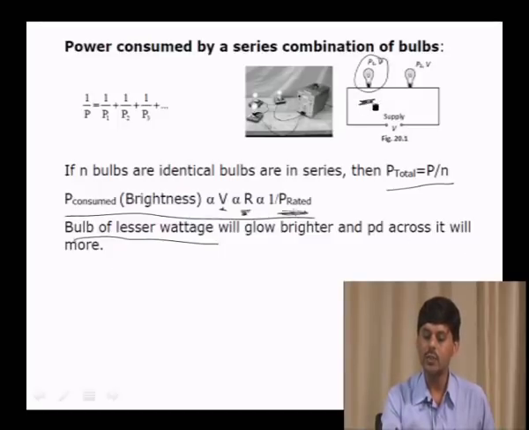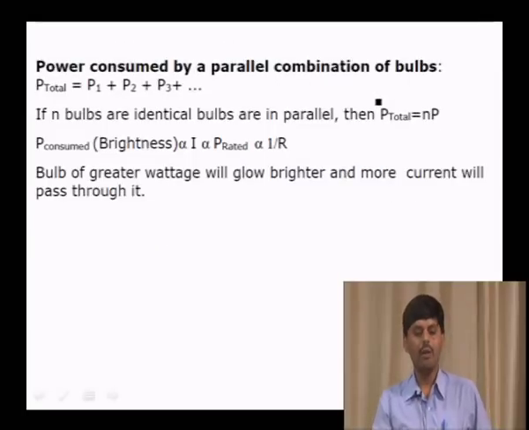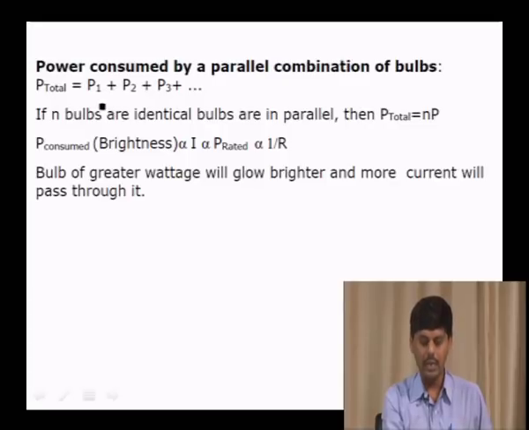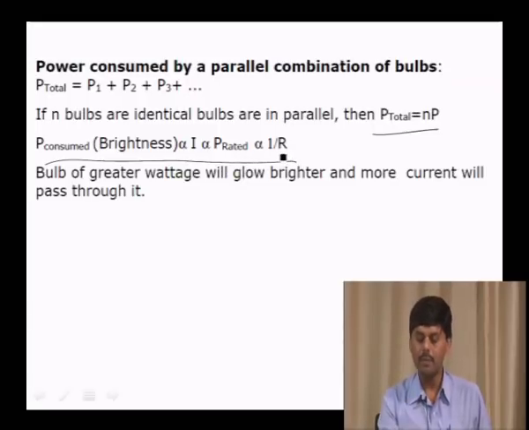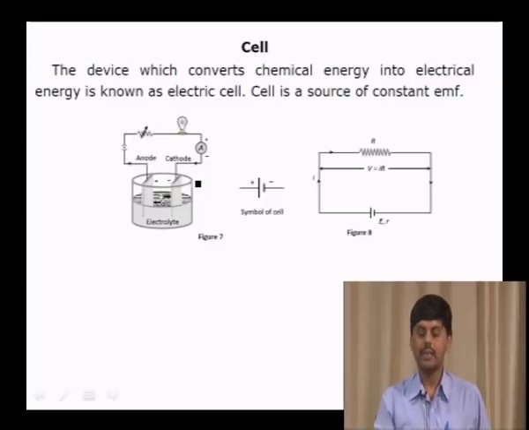Here the voltage is also more. Similarly, for a parallel combination of bulbs, the total effective power is P1 plus P2 plus P3. If all bulbs have equal voltage, then P total is equal to NP. Here power consumed is directly proportional to the current, directly proportional to the P rated, and inversely proportional to R. It means that when bulbs are connected in parallel, the one with greater wattage will glow brighter.